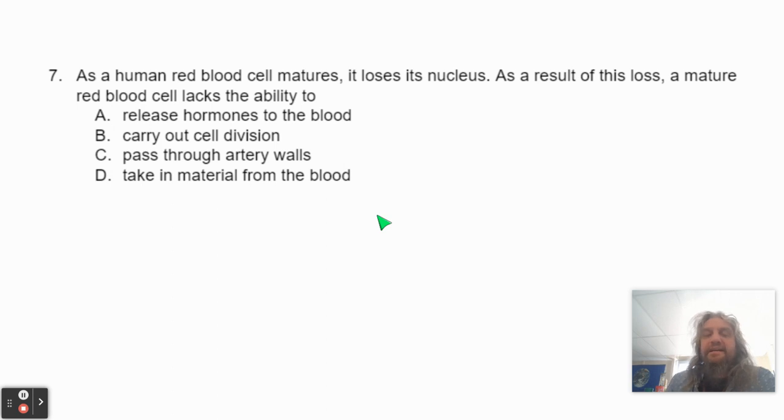Number 7, as the human red blood cell matures, it loses its nucleus. As a result of this loss, a mature red blood cell lacks the ability to A, release hormones into the blood, B, carry out cell division, C, pass through artery walls, or D, take in material from the blood.